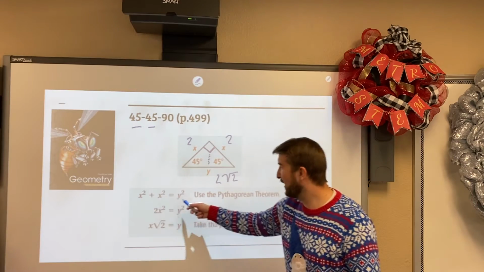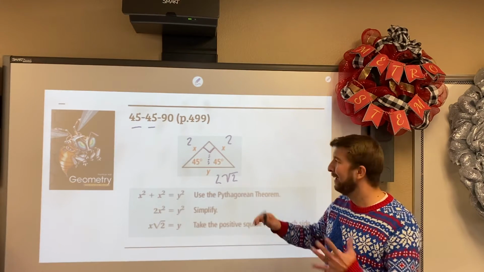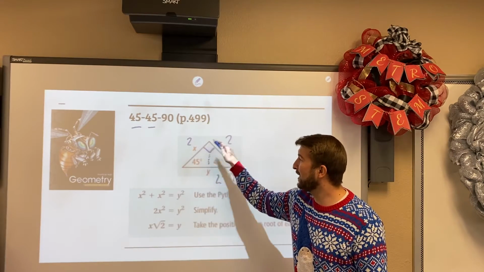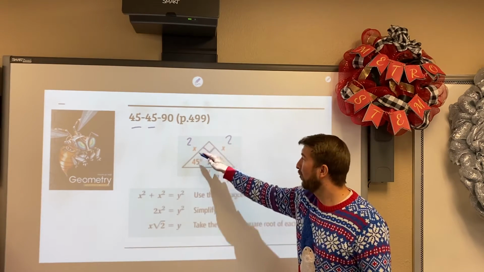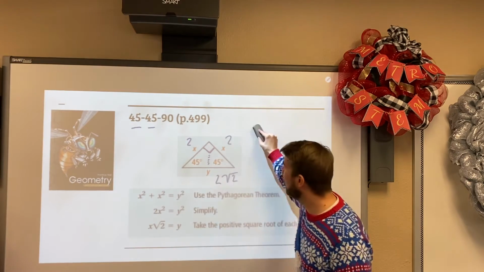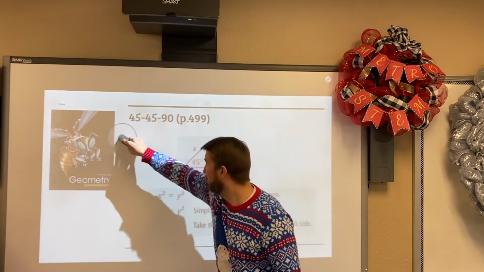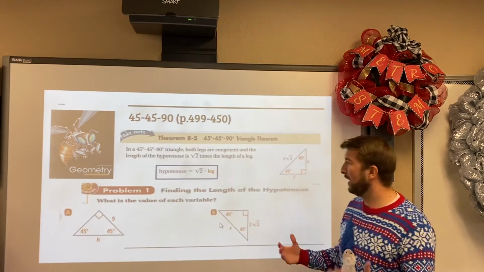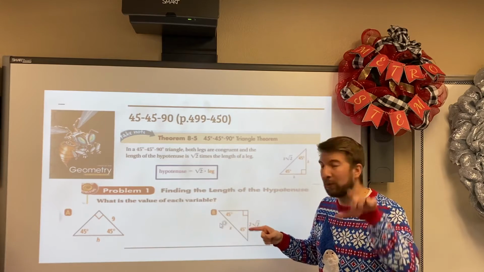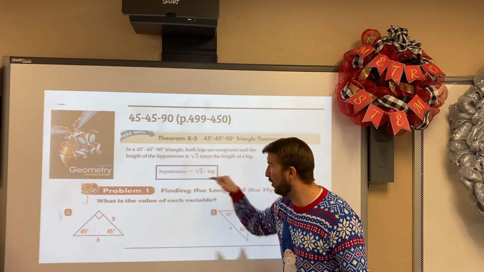Now, this explains why that is the case. You don't have to know that. I mainly just want you to know that the sides that are adjacent to the right angle are equal, and the hypotenuse is radical 2 times those lengths. So, let's practice. Blue box. Remember, if it's in a blue box or blue words, write that in your notes.